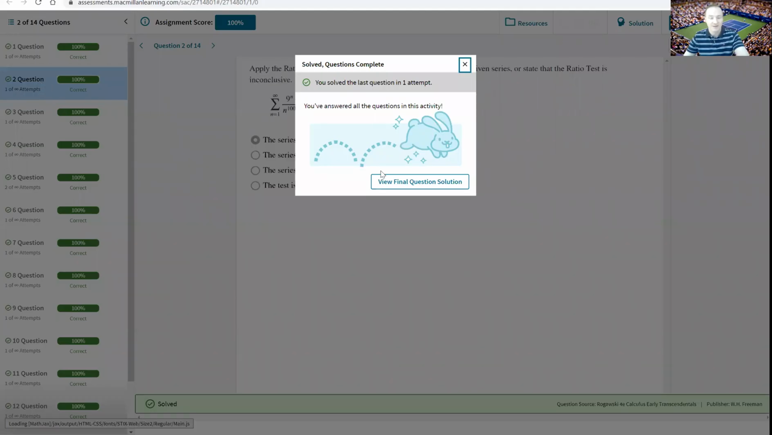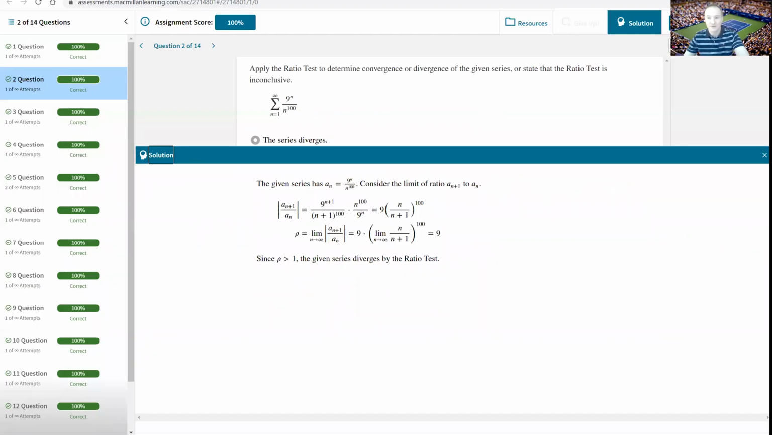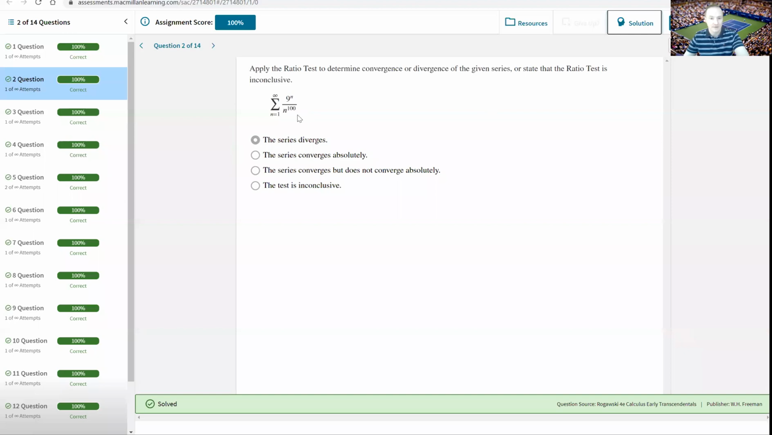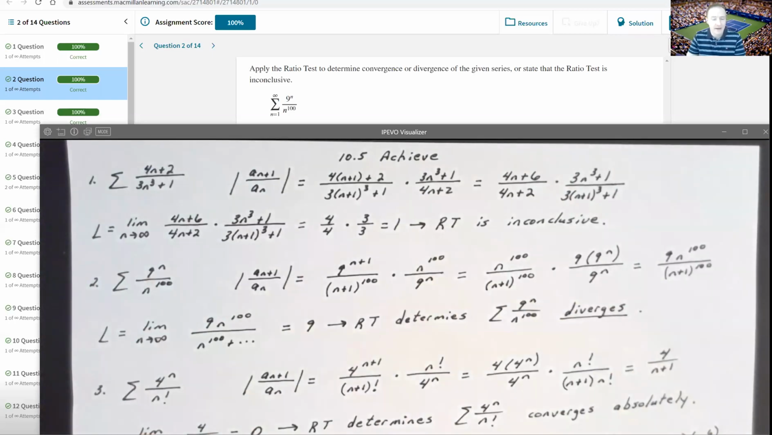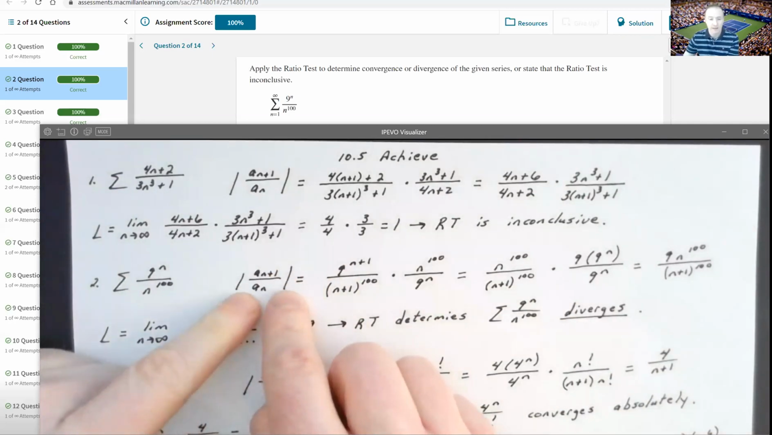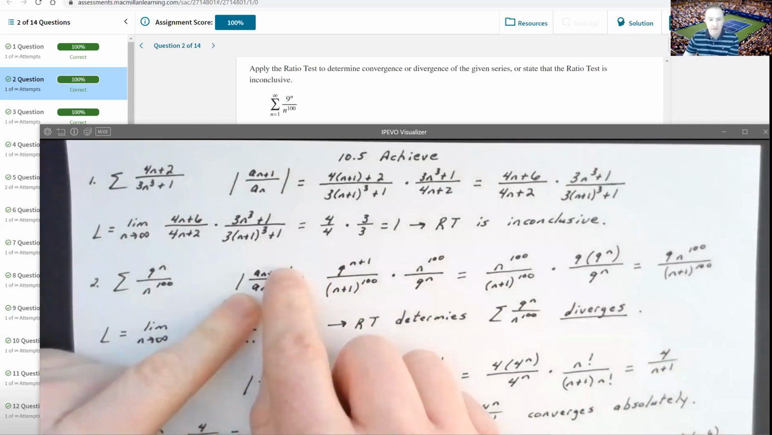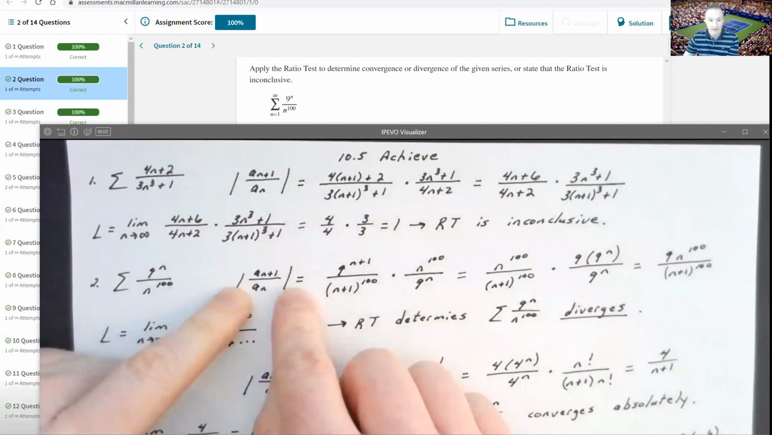Now, for the next question here, when I look at number 2, well, if I can get to number 2, there we go. It's the series where I have 9 to the n divided by n to the 100th. All right, so you'll see I went in and said, well, the ratio test is going to require me to do the absolute value of a sub n plus 1 over a sub n. Yet again, the absolute value is not needed.